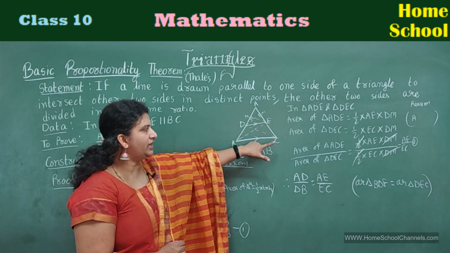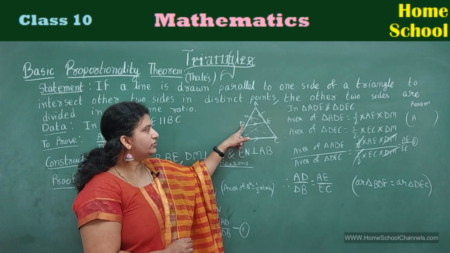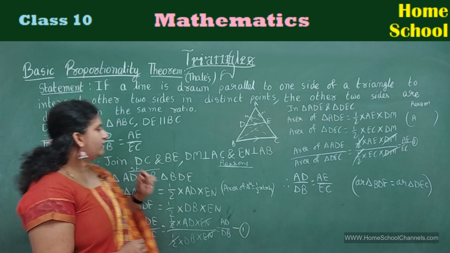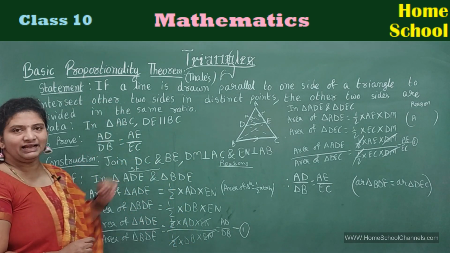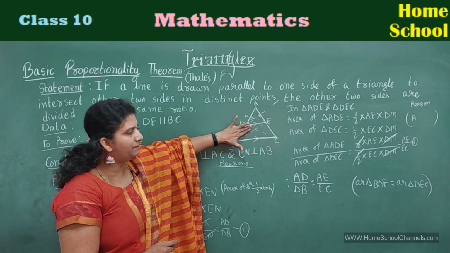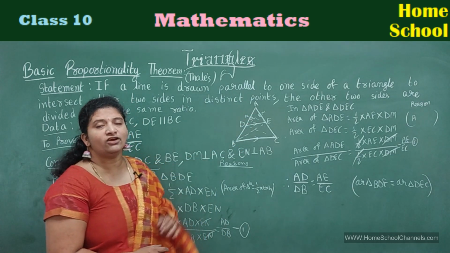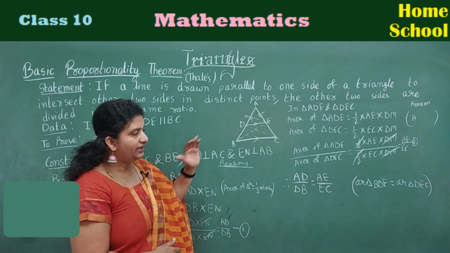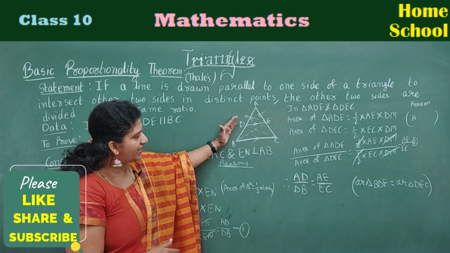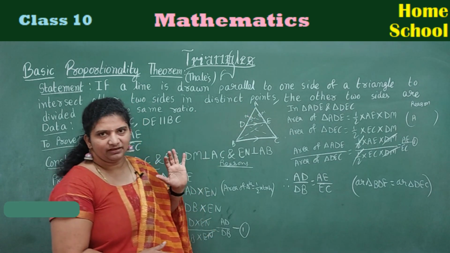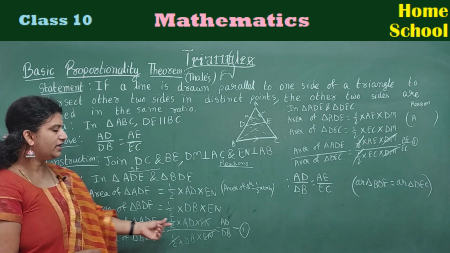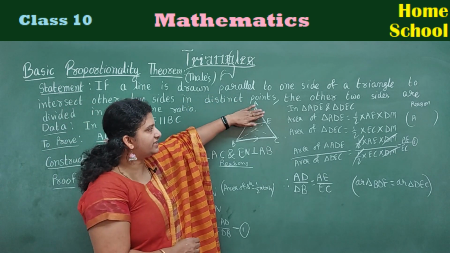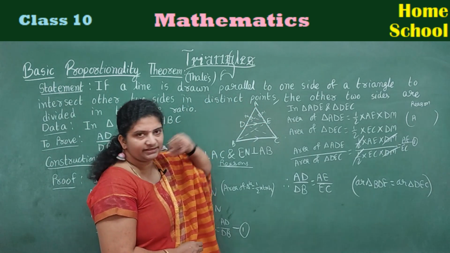Construction: join BE, join CD and draw DM perpendicular to AC, EN perpendicular to AB. Proof: in triangle ADE and triangle BDE. Triangle ADE, area of a triangle formula, half into base AD into height EN. Here for this triangle, half into base DB into height EN. So EN and half will be cancelled. You are left with AD by DB. Mark it first equation.